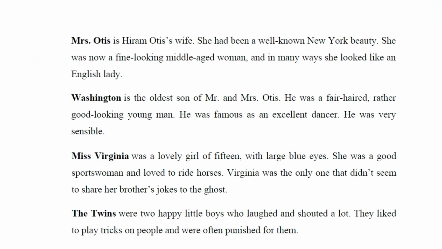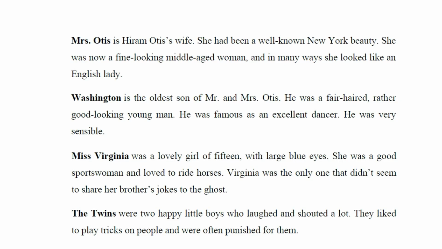Washington is the oldest son of Mr. and Mrs. Otis. He was a fair-haired, rather good-looking young man. He was famous as an excellent dancer. He was very sensible. Miss Virginia was a lovely girl of 15, with large blue eyes. She was a good sportswoman and loved to ride horses. Virginia was the only one that didn't seem to share her brother's jokes about the ghost.